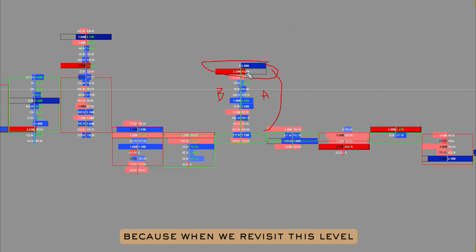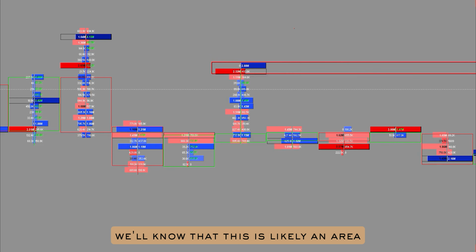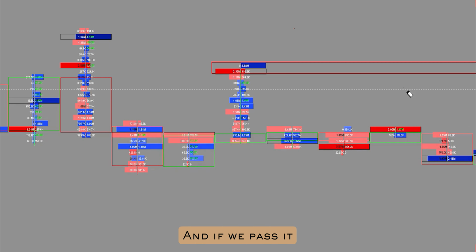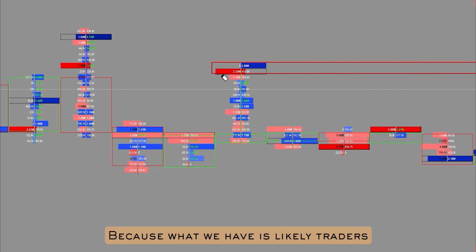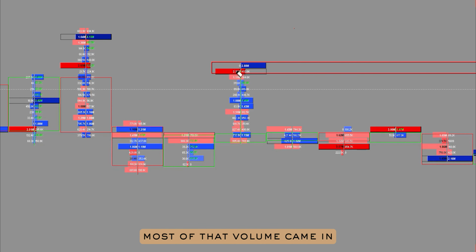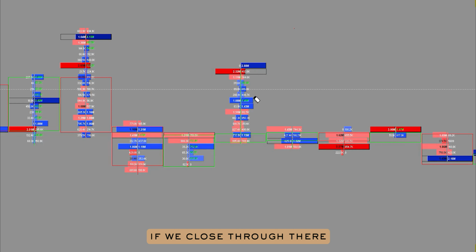So we need to keep that in mind, because if we revisit this level intraday, we'll know that this is likely an area that should serve as resistance. If price approaches this level, it should serve as resistance, and if we pass it, it'll likely lead to a squeeze, okay? Because what we have is likely traders that were getting short up here. We could see where most of that volume came in, and they'll likely have to get out of their positions if we close through there.